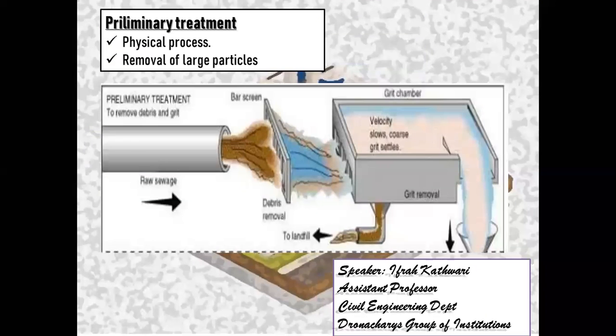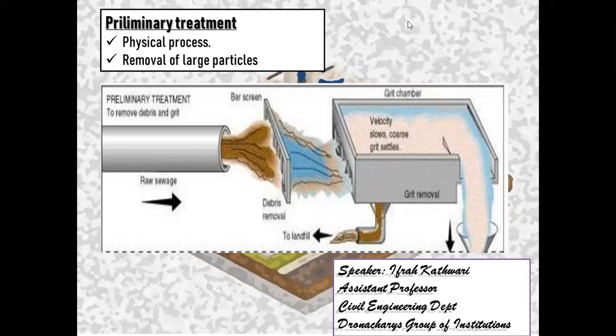The second step involved is the preliminary treatment. The preliminary treatment is a physical process. It's the most important process wherein we remove the coarse solids, like rags, plastic waste, hair, and a lot of things which are bigger in size, so they need to be removed from the wastewater that is to be treated. Bar screens, or huge screens, are provided there, wherein the grit is removed, and the large particles are removed from the wastewater.